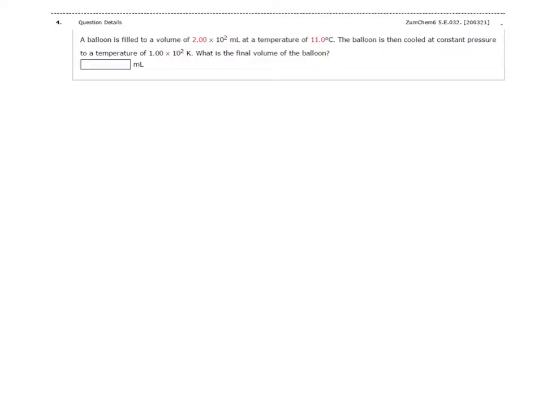The first volume was given as 2.00 times 10 to the second milliliters. I'll call that V1. And instead of writing that in scientific notation, I'm just going to write it out as 200. T1, or the initial temperature, was given to us as 11 degrees Celsius. Let's add 273 to that number and arrive at 284 Kelvin. And I'll just jot that down.